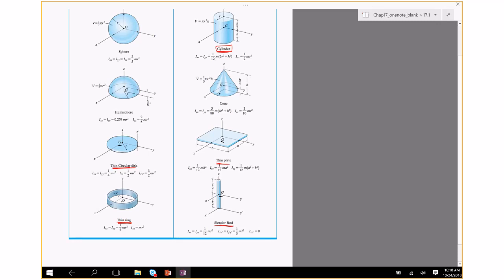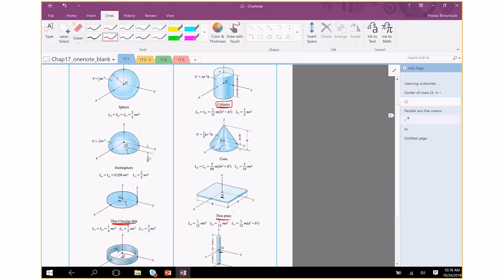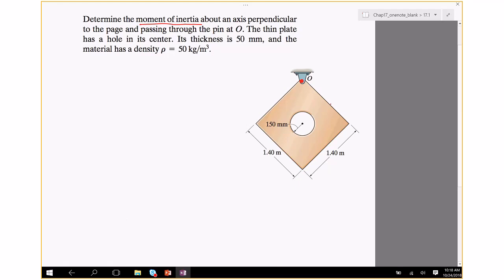But what you do know is the inertia of a thin plate, and you know the inertia of a disk. And the way to think of a plate with a hole is, it's basically a plate with the hole cut out. So if I can find the inertia of the plate, and then find the inertia of the hole, then I can just subtract the two and find the inertia of the plate with the hole. That's the approach. So what we'll do is, here's the plate with the hole.